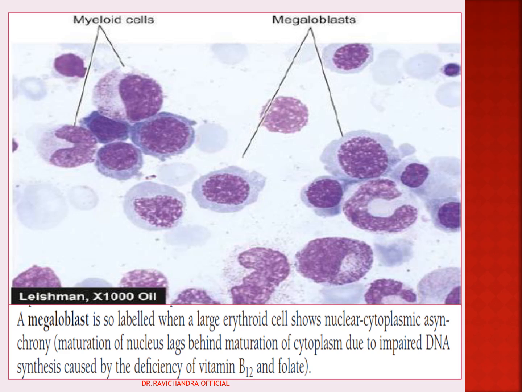So this is a picture showing the megaloblast, which is a large erythroid cell showing nuclear cytoplasmic asynchrony. That is, maturation of the nucleus is lagging behind the maturation of the cytoplasm because of the impaired DNA synthesis caused by the deficiency of vitamin B12 and folic acid.